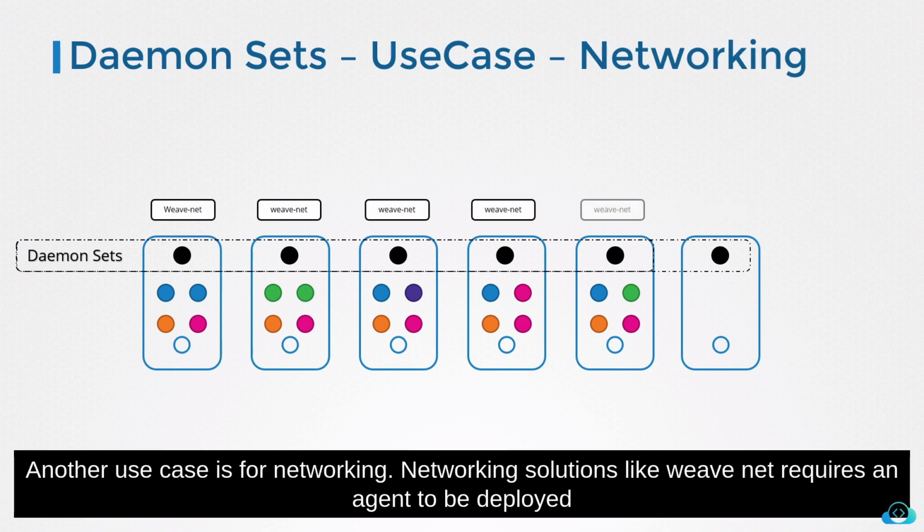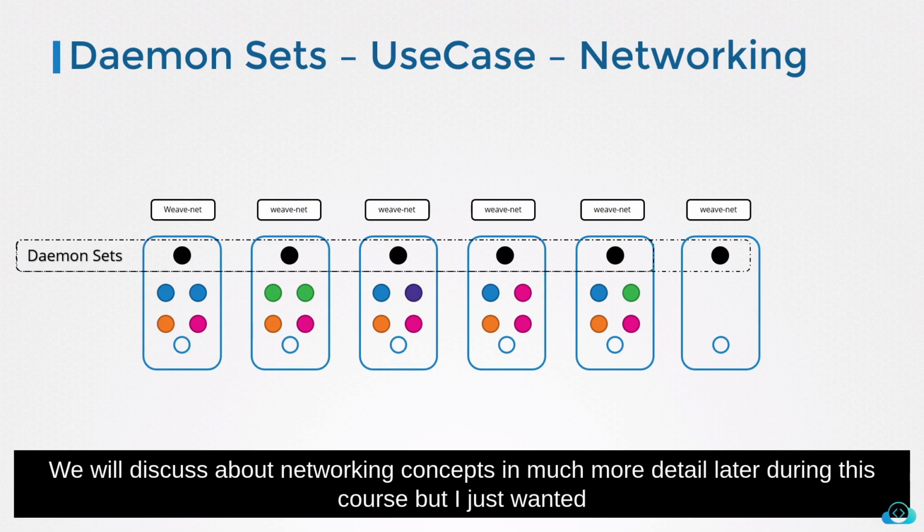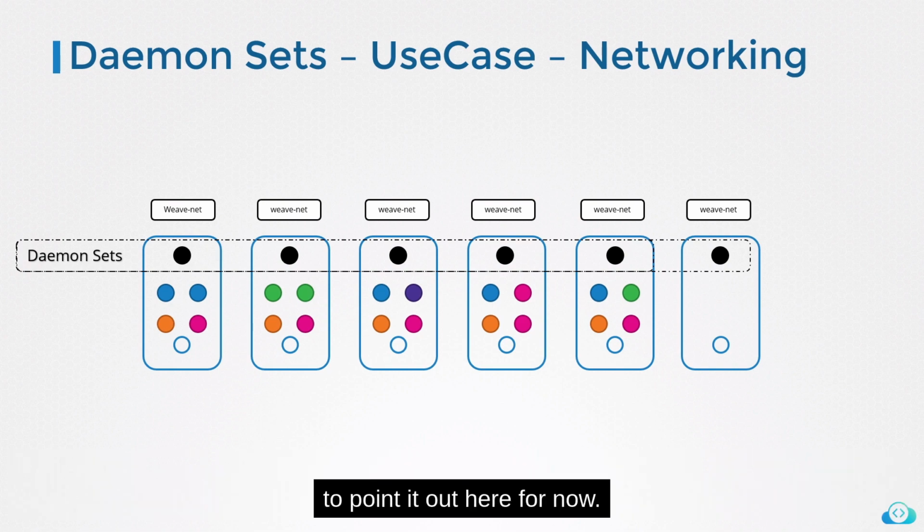Another use case is for networking. Networking solutions like Weave Net require an agent to be deployed on each node in the cluster. We will discuss networking concepts in much more detail later during this course, but I just wanted to point it out here for now.